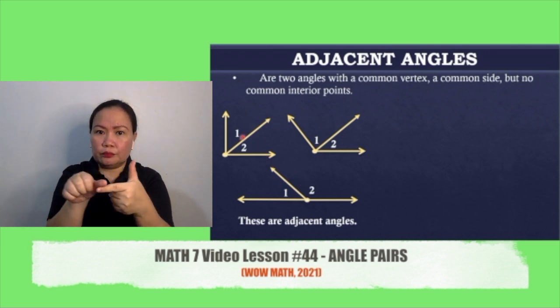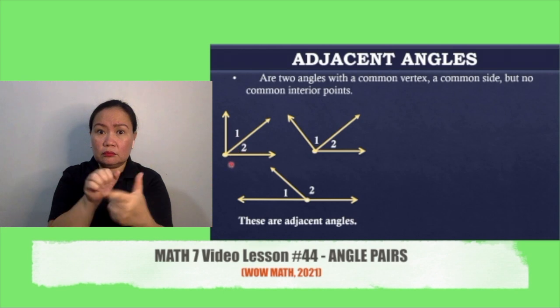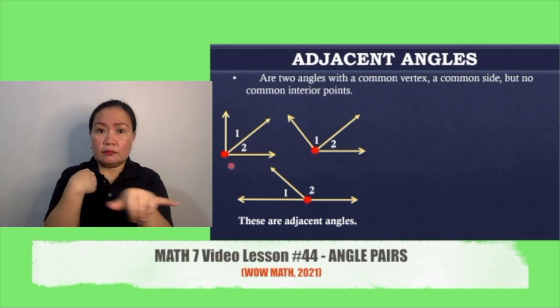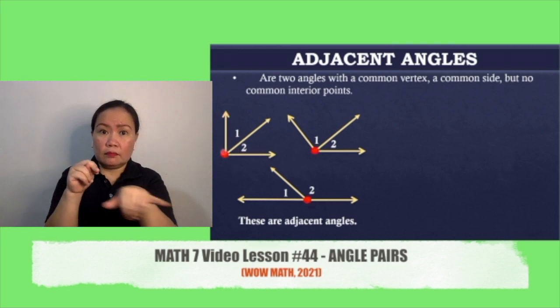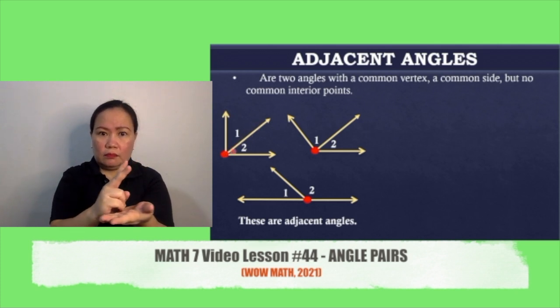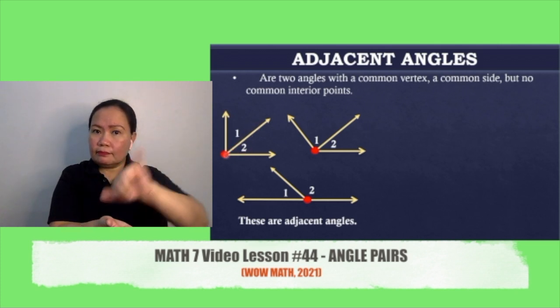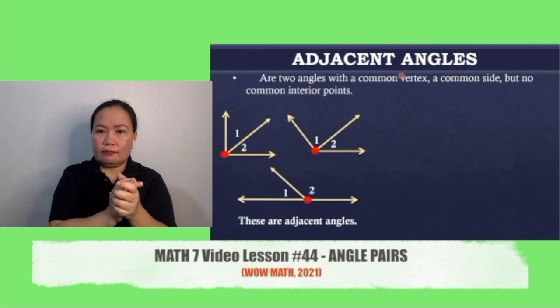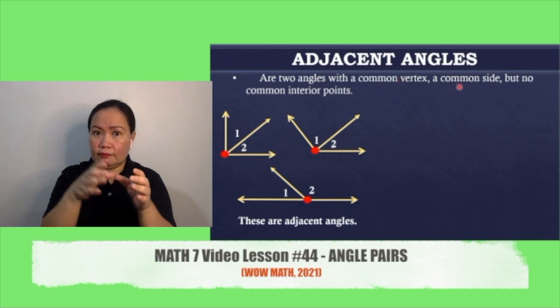Okay? So, yung dalawang angles mo daw, dapat meron siyang common vertex. So, as you can see, yung angle 1 mo, ito yung vertex niya. Yung angle 2 mo, ito rin yung vertex niya. Okay? So, check tayo dito sa common vertex. Next, common side.